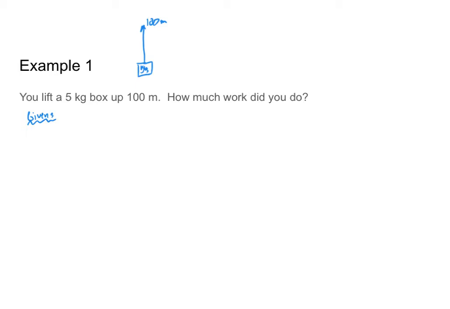So let's talk givens. First, I know that the mass of my box is 5 kilograms, and I know that the distance that I'm lifting it up is 100 meters.